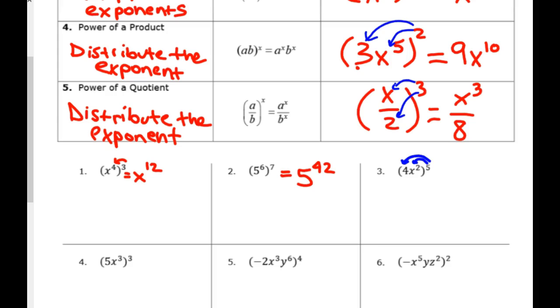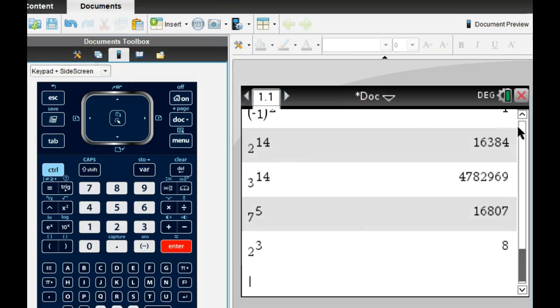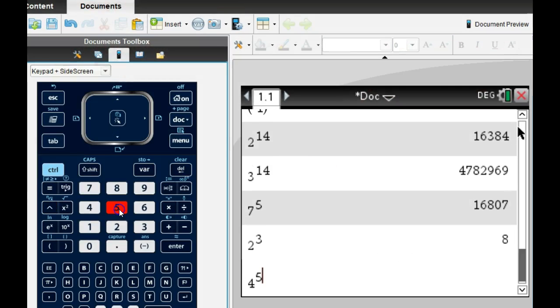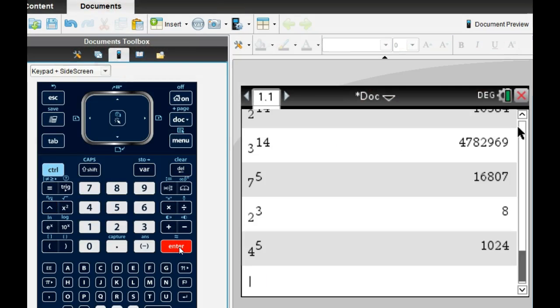Now, if you're not sure, 4 power 5 is 1,024, because it's 4 times 4 times 4 times 4 times 4. You're multiplying 5 4s. That's what powers are. Yeah, 4 to the power of 5. So 1,024.